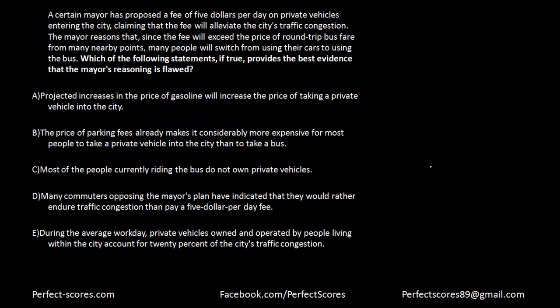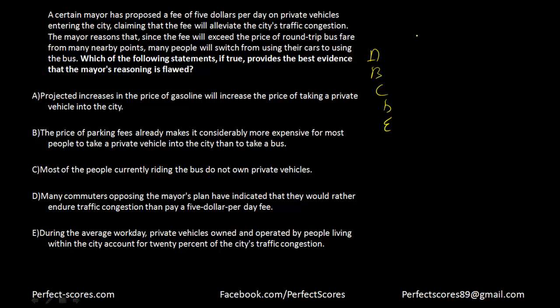Let's do another question. The question says, which of the following statements, if true, provides the best evidence that the mayor's reasoning is flawed? Now, a certain mayor has proposed a fee of $5 per day on private vehicles entering the city, claiming that the fee will alleviate the city's traffic congestion. The mayor reasons that since the fee will exceed the price of round-trip bus fare from many nearby points, many people will switch from using their cars to using the bus. Now let's draw the scratch paper over here.